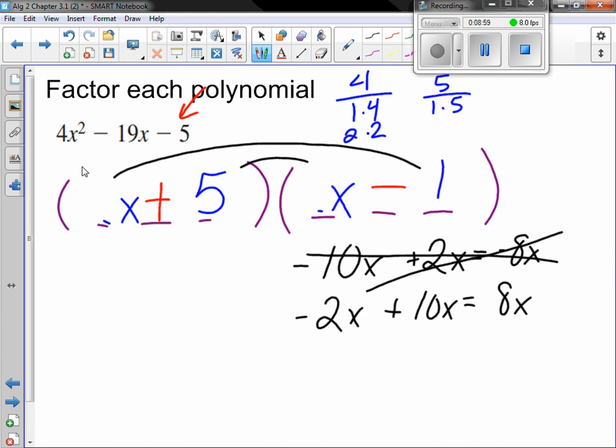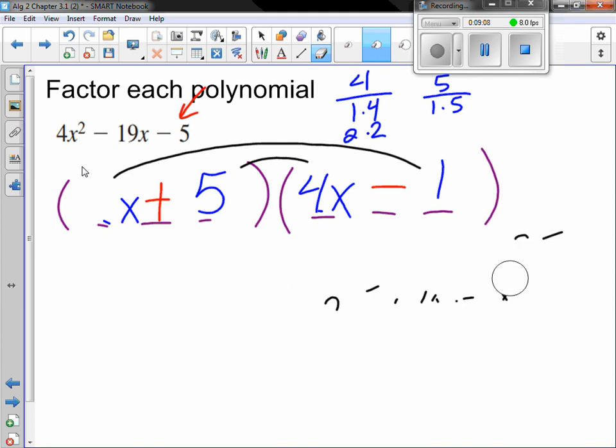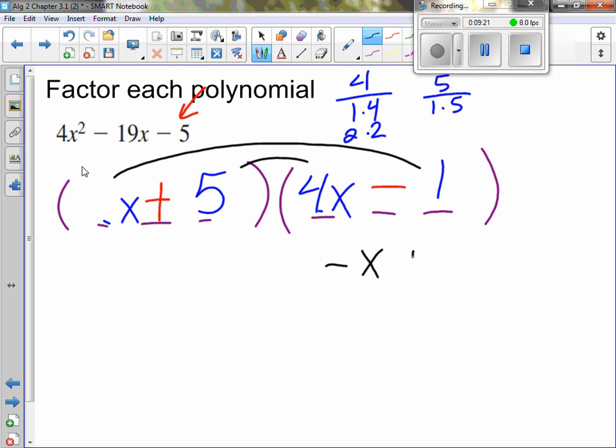So let's try 1 and 4. Let's do this setup here. So we multiply this across. X times negative 1 is negative x still, yes? Positive 5 times positive 4x is plus 20x. Negative x plus 20x is, oh, I wrote negative. It's just going to be 19x. It's positive, yes?